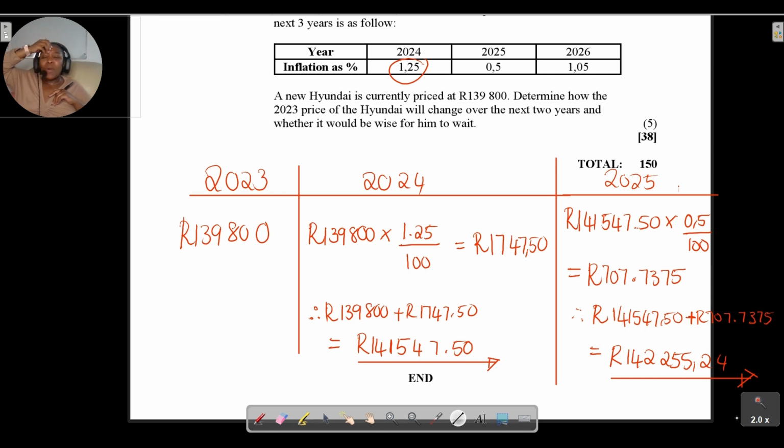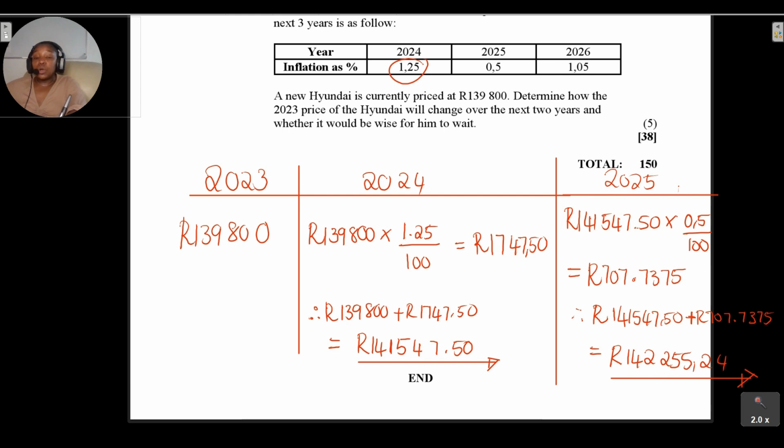So would it be wise for him to wait? No, definitely it wouldn't be wise for him to wait, because we see that in 2023 it's way cheaper. Now if we take the inflation into consideration, in 2024 he's going to be paying 141,547.50. In 2025 he's going to be paying 142,255.24. So we can see that the price for this car is increasing too much. Therefore it would be wise for him to buy the car in 2023. It would not be wise for him to wait. I think you can write that sentence down, guys.